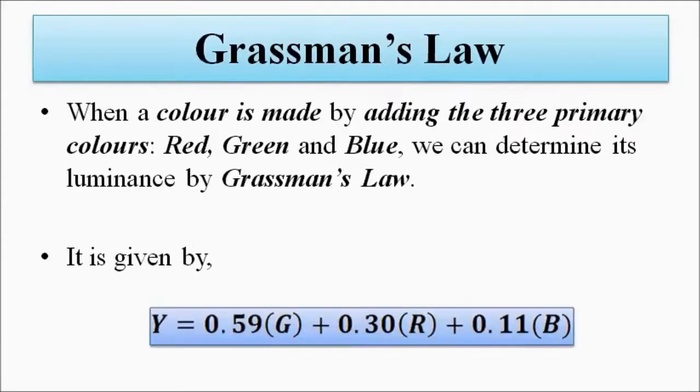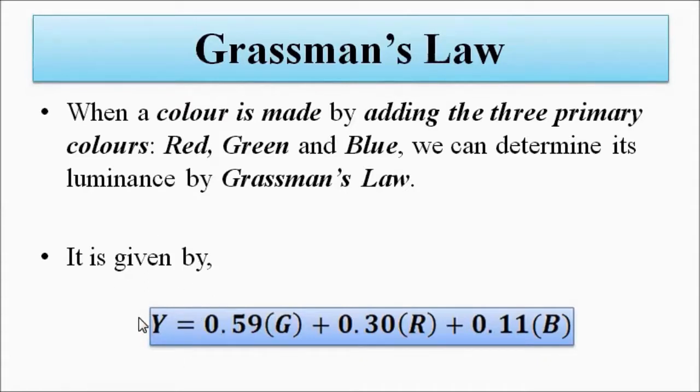Another important thing we can understand: we have discussed the primary colors red, green and blue, and how different colors, the secondary colors or complementary colors, are formed by red, green and blue. Another important concept which brings together all these things is Grassmann's Law. It basically says that when a color, a complementary or secondary color, is made by adding the three primary colors red, green and blue, we can determine its luminance by Grassmann's law.